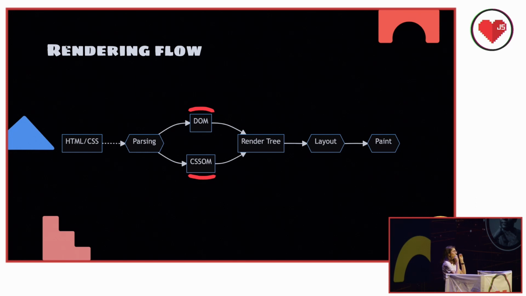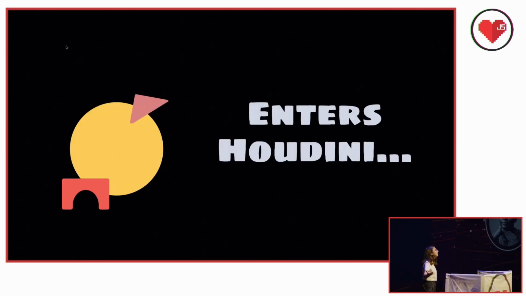But within all of these phases, there are only 2 points where we as developers have access to an API. So it's only the DOM and some parts of the CSS object model that we can interact with and manipulate in our JavaScript code. Now, enters Houdini.